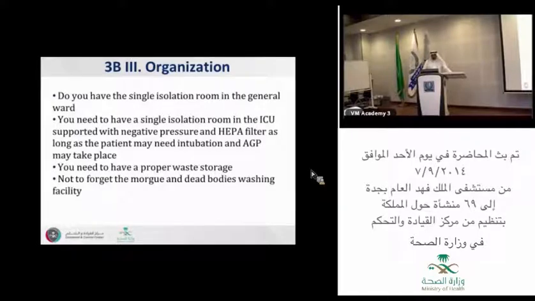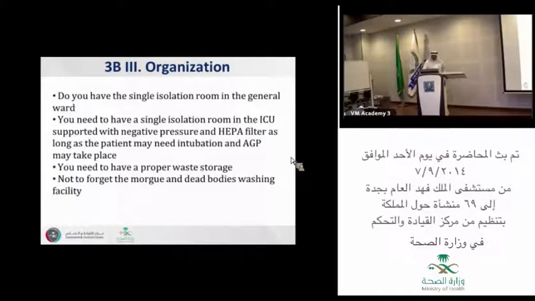At the organization level, we need to have a single isolation room, as Prof. Tariq Madani said earlier. We need to have a single isolation room in the ICU as well. So it's not only in the ward, because those patients usually deteriorate, and they might need a ventilator, need to be intubated and ventilated, which was exactly what happened to our patient. And we need to have a negative pressure room in the ICU because of the possible aerosol generating procedures, either during intubation or CPR.